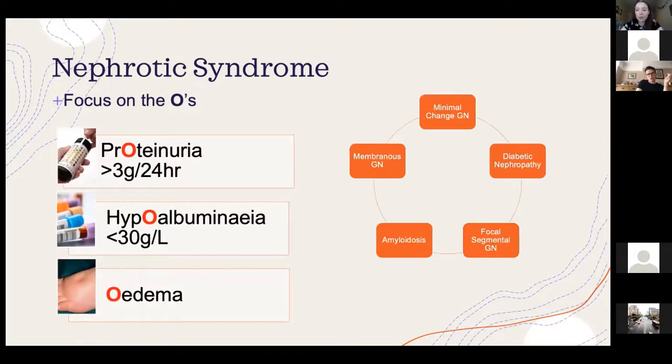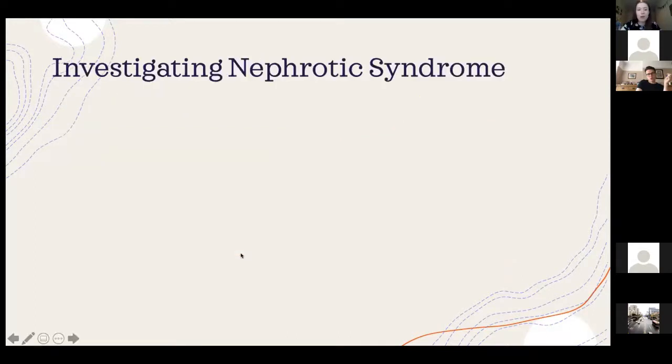And the most common causes of a nephrotic syndrome are these. That's minimal change glomerulonephritis, diabetic nephropathy, focal segmental glomerulonephritis, amyloidosis, and membranous glomerulonephritis. I'm not really going to be covering diabetic nephropathy and amyloidosis because you can get so bogged down in just the glomerulonephritis. I thought I'd focus on those the most.